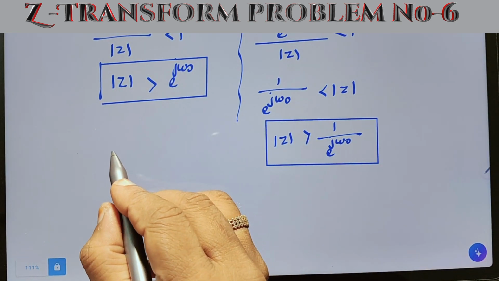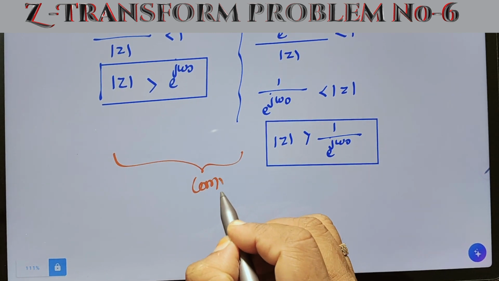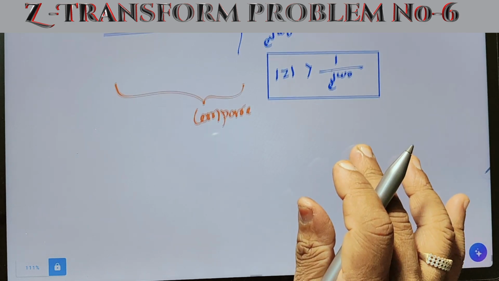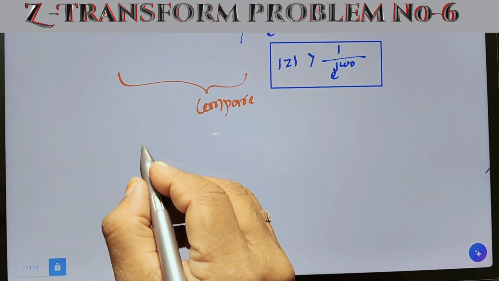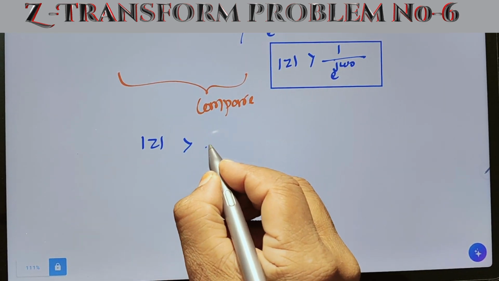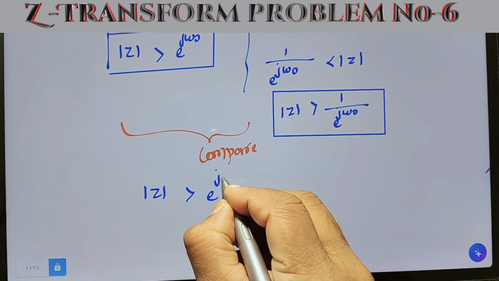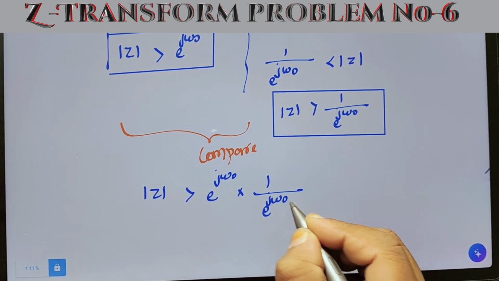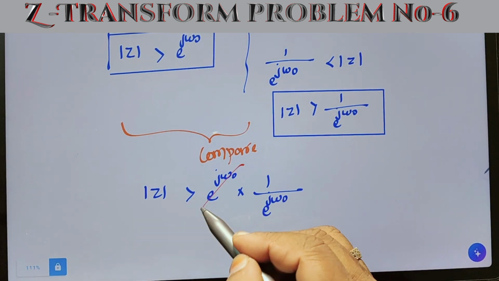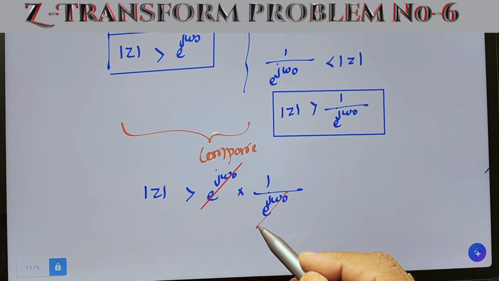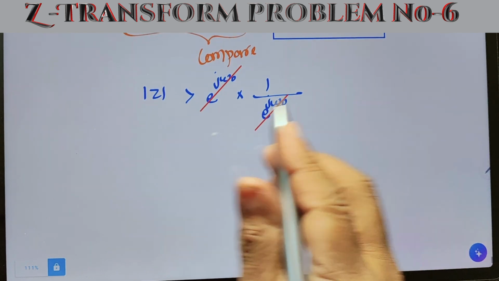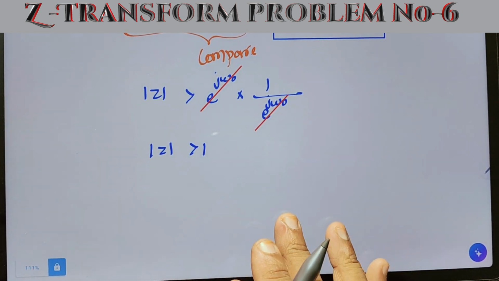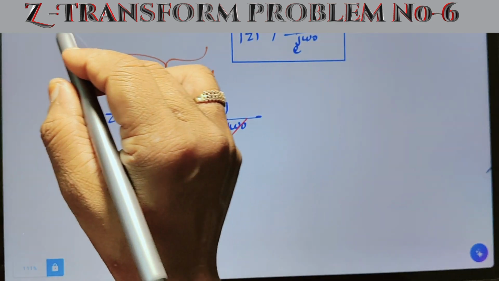For the next step, compare the ROC terms: modulus of z greater than e power j omega naught into 1 by e power j omega naught. So both the e power j omega naught term and the denominator e power j omega naught term get cancelled. So modulus z greater than 1.